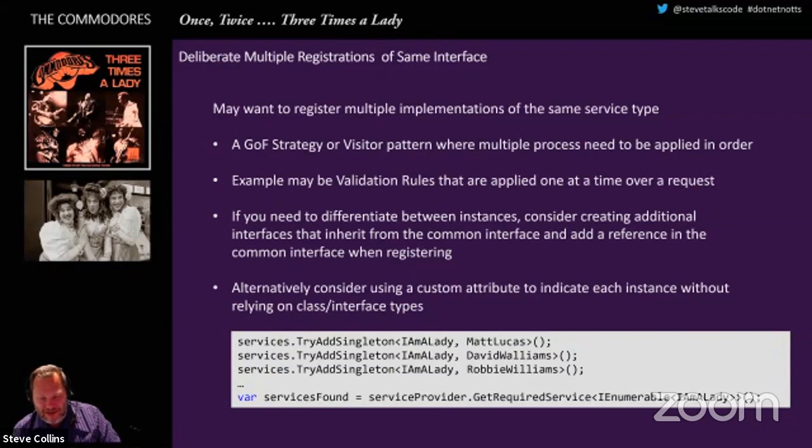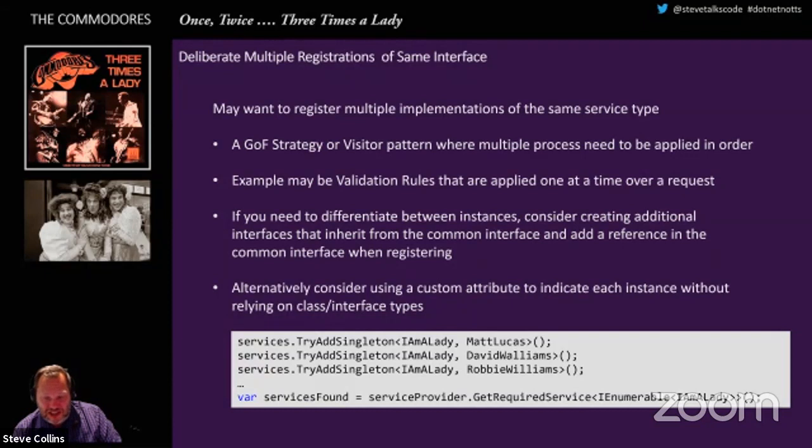There's a couple of ways you can get around that. You could have another interface, and each instance, as well as implementing the common interface, say, as I've got here, I am a lady, then you could have I'm a Matt Lucas lady, I'm a David Williams lady, some kind of differentiator that may not necessarily allude to the concrete type.